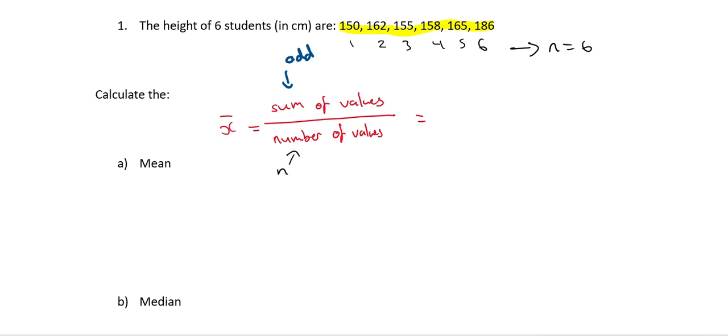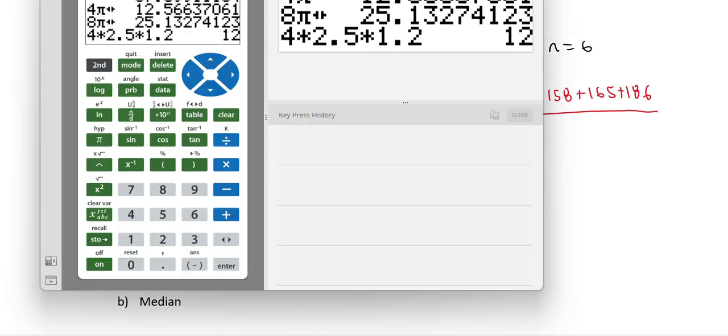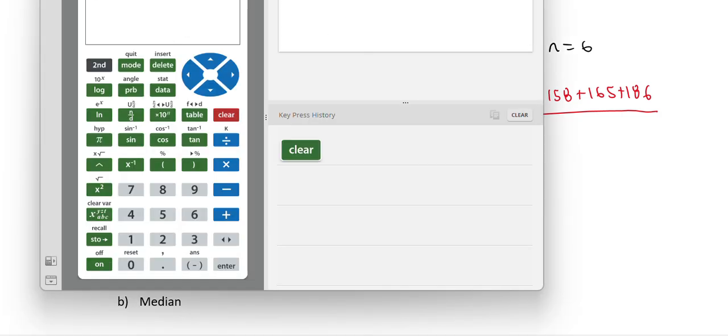With that out of the way, I'm just going to add the numbers together: 150 plus 162 plus 155 plus 158 plus 165 plus 186, and do that all divided by 6. This needs to be all under one line. And then you just type it into your lovely calculator.